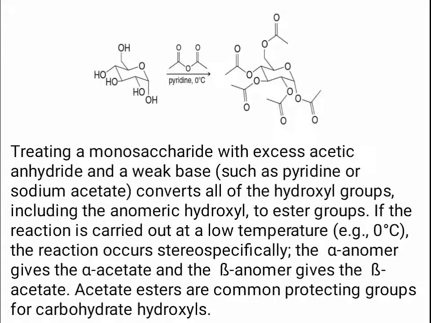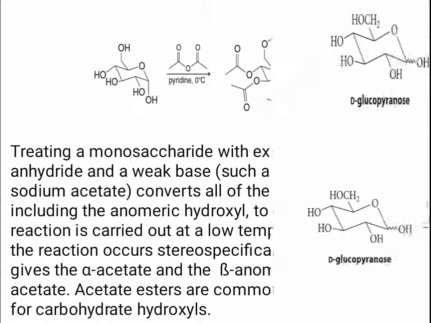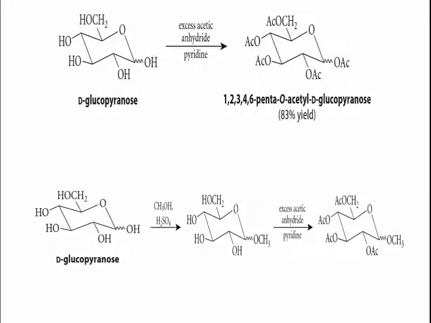If the reaction is carried out at a low temperature, in this case 0 degrees centigrade, the reaction occurs stereospecifically. The alpha anomer gives the alpha acetate and the beta anomer gives the beta acetate. Acetate esters are common protecting groups for carbohydrate hydroxyls. This is your glucopyranose. If you give excess acetic anhydride in pyridine solvent, then you will get penta-O-acetyl D-glucopyranose. All these OH groups will be converted into OAc groups.